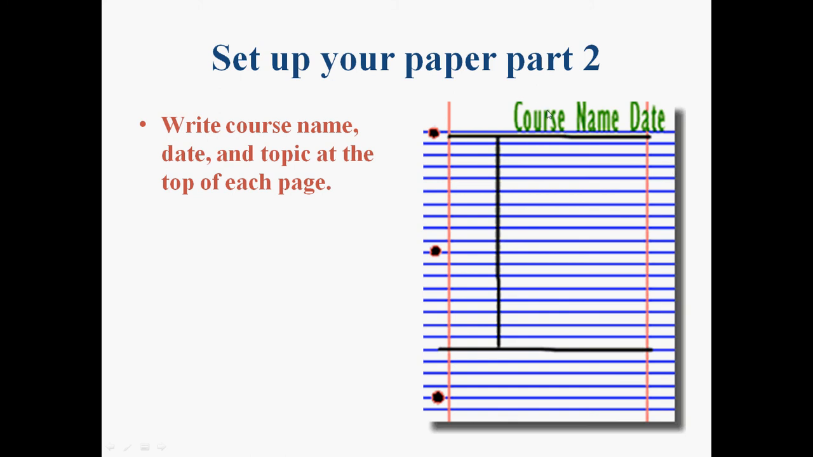You're going to write your course name and the date and the topic. This one would be Cornell Notes. You put this on the top of each page so that you can easily look through your notebook and find the notes on the subject you need help studying.